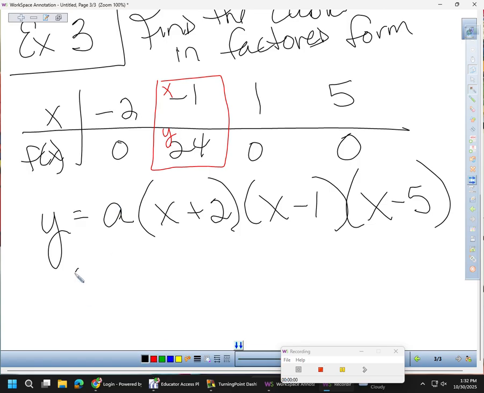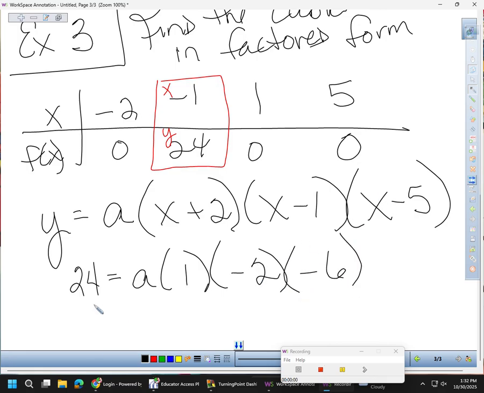So I have 24 equals a times. If I plug negative 1 in here, I get 1. If I plug negative 1 in here, I get negative 2. If I plug negative 1 in here, I get negative 6. So I get 24. What equation?